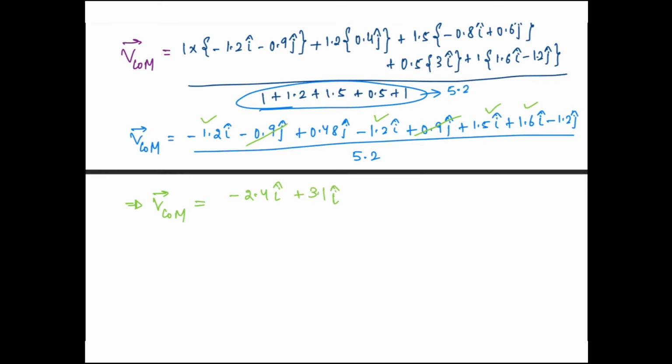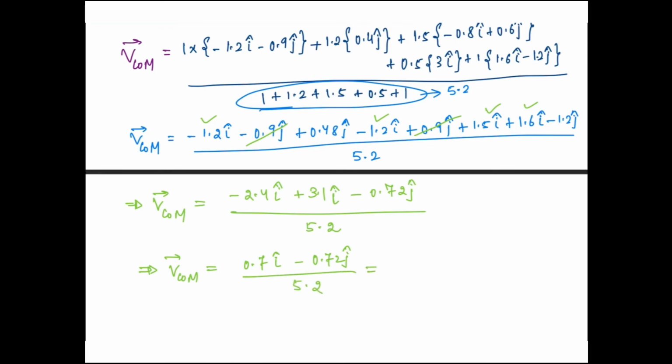Now what about j cap? Here you can see that 0.48 plus 0.48 and minus 1.2, so this value will come out to be minus 0.72 j cap upon 5.2. Now from here we can write the velocity of center of mass, how much will it be? 0.7 i cap minus 0.72 j cap upon 5.2. If we divide and write separately, how much will it be? 0.13 i cap minus 0.13 j cap.